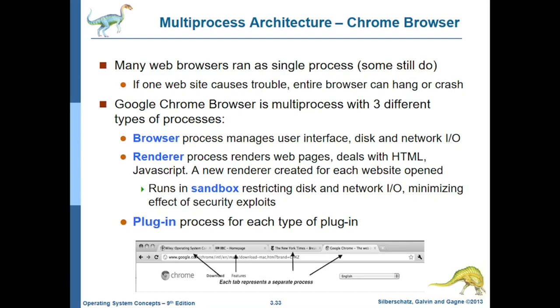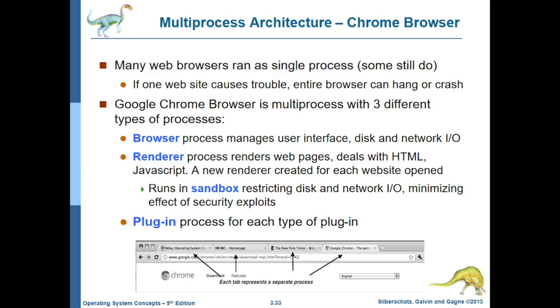The third one, the plug-in process, is the process that runs plugins, which are external programs that extend the functionality of the browser. Examples of plugins are Flash Player, Java Applet, and PDF Viewer. Each type of plugin has its own plugin process. For example, if you open two web pages that use Flash Player, then they will share the same plugin process. The plugin process also runs in a sandbox to prevent security breaches.